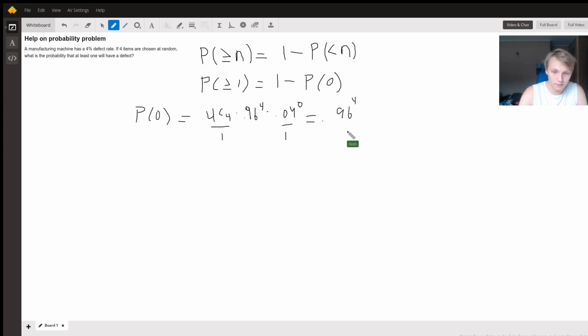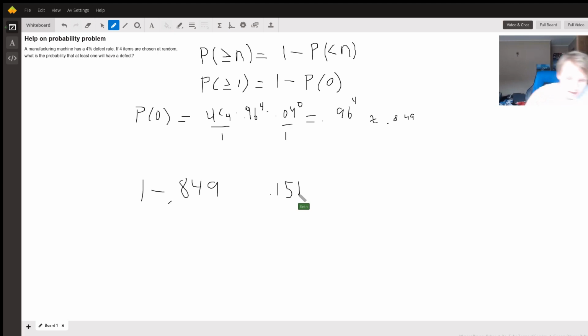which is about 0.849. So our final answer is 1 minus 0.849, which leaves us with about 0.151. Yeah, 0.151. So that's our final answer there. The probability that at least one will have a defect is 0.151.